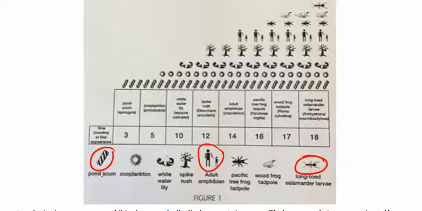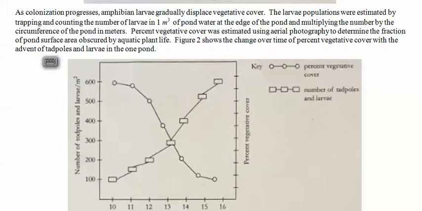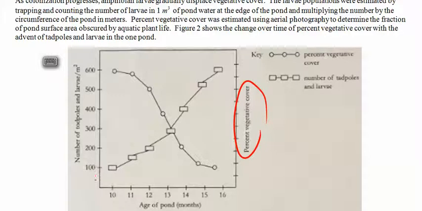They're going to do stuff to try and throw you off. Just look at it and say, okay, pond scum shows up first, followed by zooplankton, followed by the white water lily. And they show up, and here's when they show up by month and things like that. Okay, I get it. As the pond gets older, more and more advanced animals show up. Makes sense. Now they talk about, I mentioned this a little bit earlier, vegetative cover. As colonization progresses, amphibian larvae gradually displace vegetative cover. In other words, there was a lot of vegetative cover early on, like 100%. Wait, no, that's something else. Percent. I feel like I'm looking at this wrong.